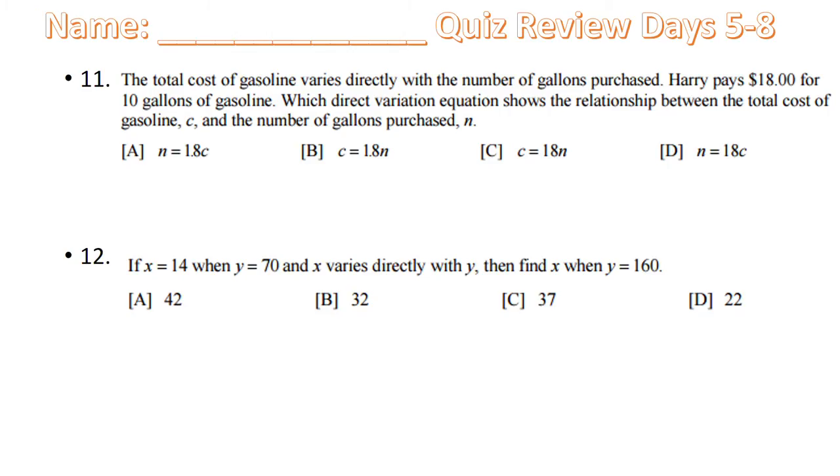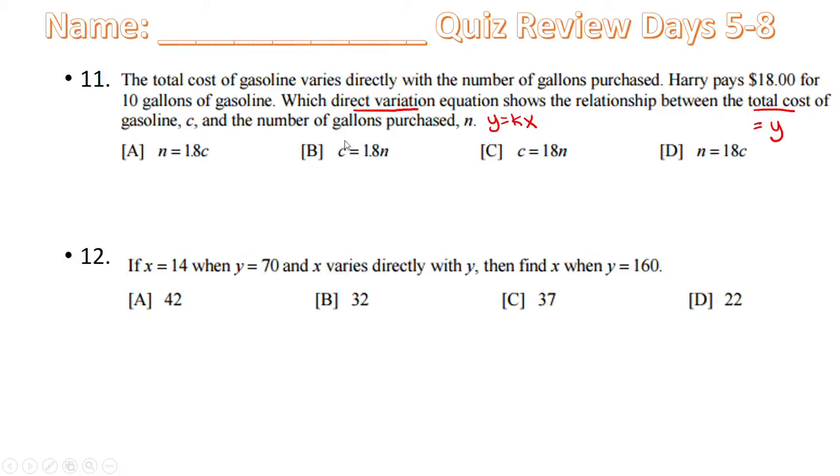Okay, number 11, this is what's new. So I'm going to try to go a little bit slower on this. This one's talking about total cost varies directly. So that word, varies directly, and this right here, talking about which direct variation equation shows a relationship, that's the reason why I know I need to use y equals kx.